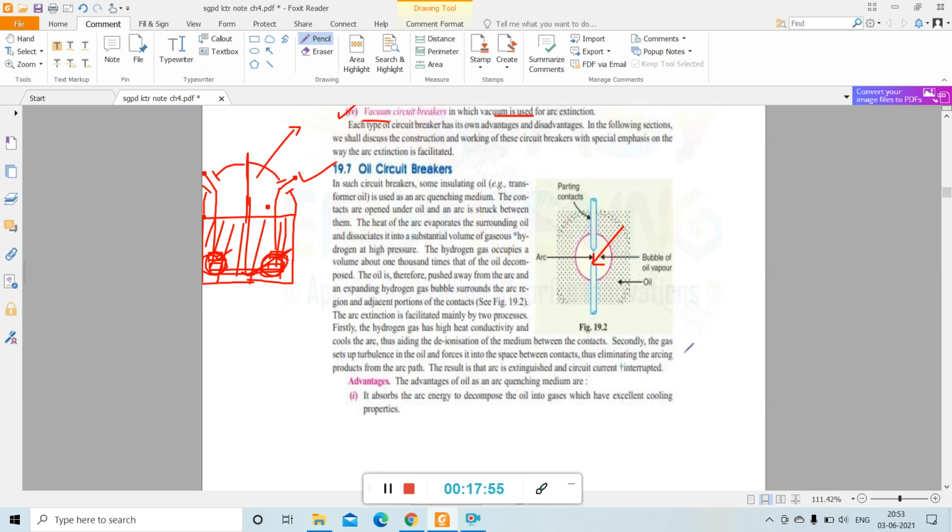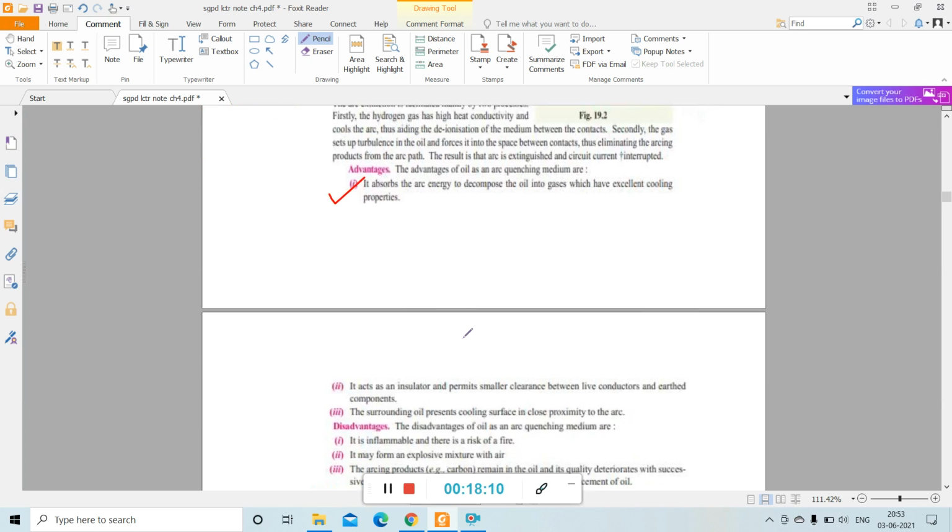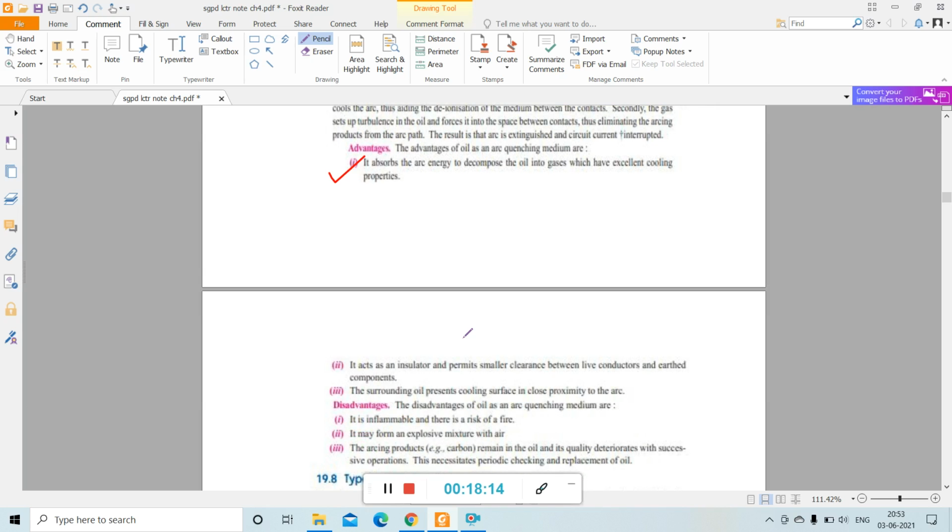So what are the advantages of this oil circuit breaker? See, the advantage is that it absorbs the arc energy to decompose the oil into gases which have excellent cooling property. Then second, it acts as an insulator and permits smaller clearance between live conductor and earth component. The surrounding oil presents cooling surface in close proximity to the arc.